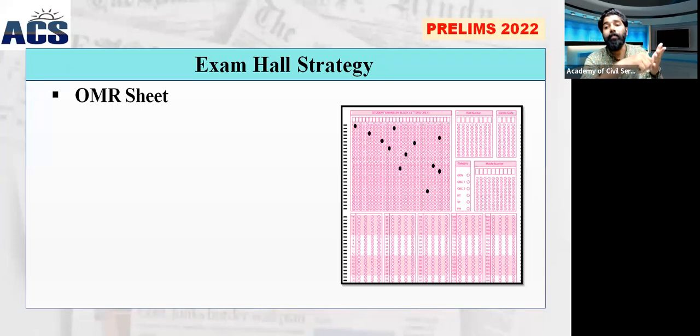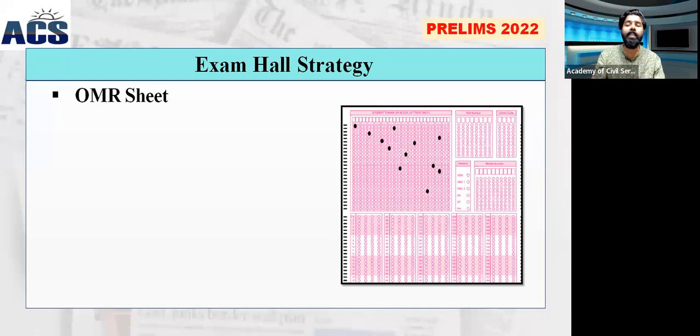Sometimes we may make mistakes, and no additional OMR sheets will be given. No OMR sheet will be replaced. So the same OMR sheet can only be used. Even if there is any mistake, you don't have to feel any tension. But when you fill the OMR sheet, you have to be very careful. You have to do it slowly.